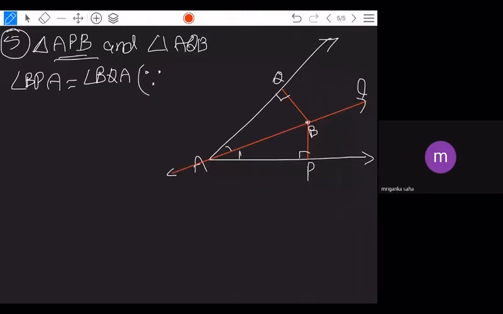So why? The reason is: sir, both the angles are perpendicular, means 90 degrees. Yes, this is given only actually. You can consider it given, but you can also write the reason that BP and BQ are perpendiculars from B. In the question it is given.